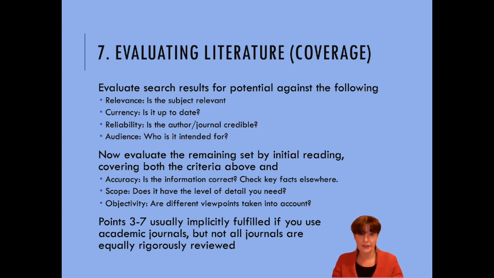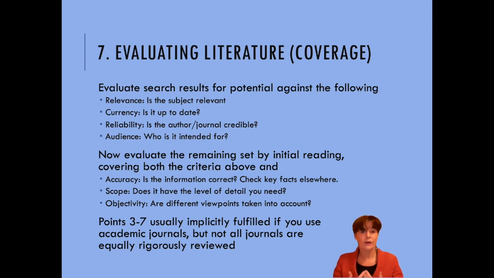Then finally, objectivity. Are different viewpoints taken into account? Academic writing is balanced writing. It's not about arguing a particular point of view. That is more like journalistic or political writing. So you're looking for authors who also signal the limitations of their study, authors that also point to possible alternative interpretations of their findings. This is really hard to do if you're just starting out, but you'll get better at this as you go along.